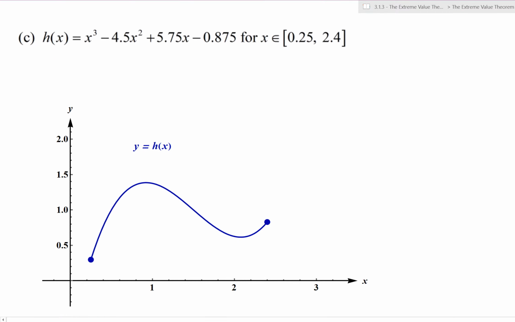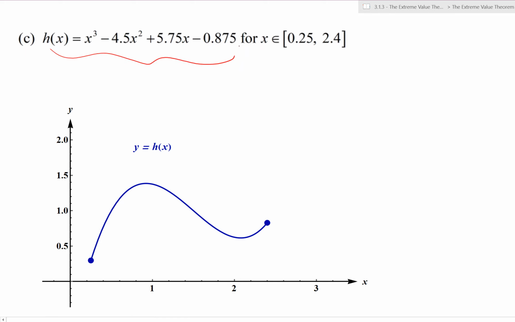Here is a polynomial function, this cubic function h of x right up here. x cubed minus 4.5x squared plus 5.75x minus 0.875. So a lot of decimals, but it is what it is. There is the graph of this function over the interval of x values 0.25 to 2.4.